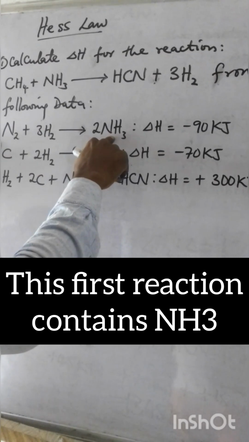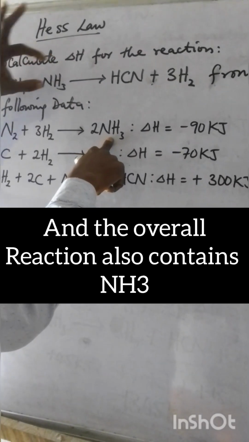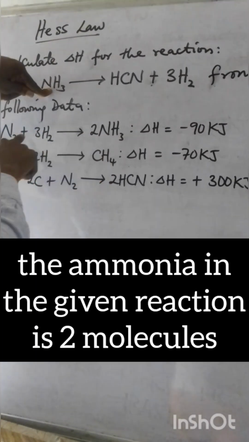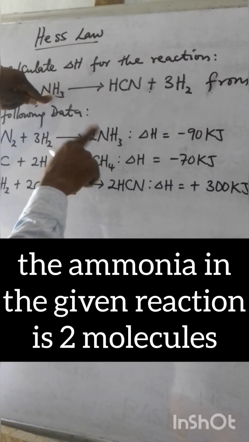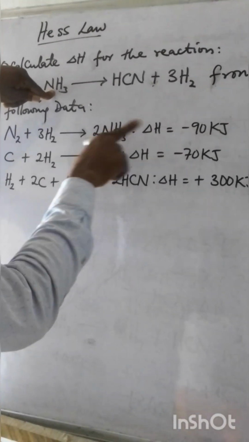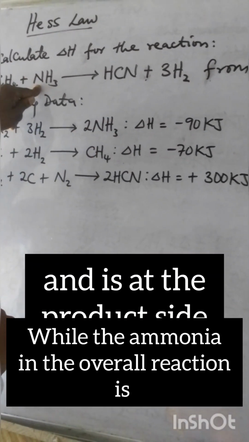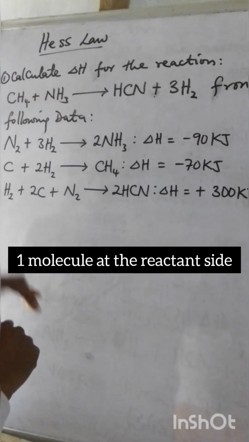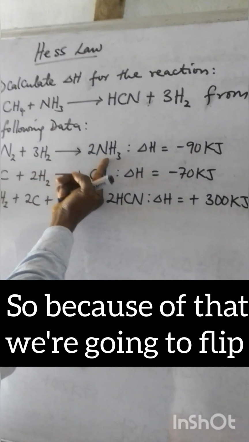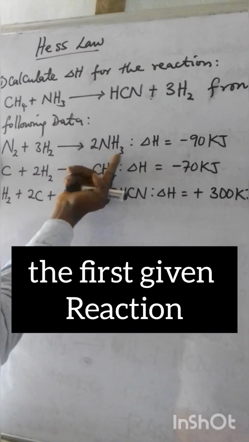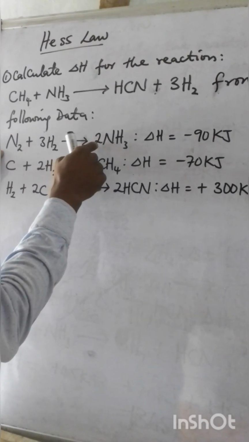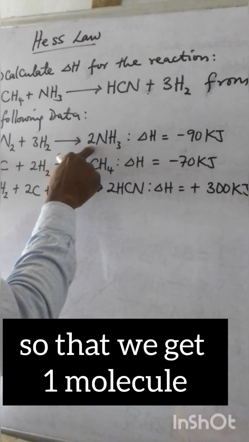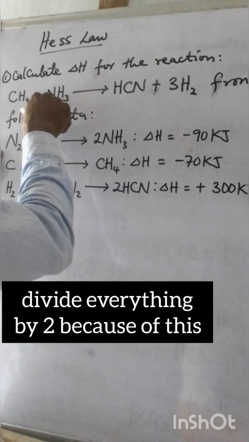This first reaction contains ammonia, but the overall reaction also contains ammonia. The difference is that the ammonia in the given reaction is 2 molecules and is at the product side, while the ammonia in the overall reaction is 1 molecule, but it's at the reactant side. So because of that, we are going to flip the first given reaction. We will flip it and divide the molecule by 2 so that we get 1 molecule. Not only this, we divide every molecule by 2 because of this.